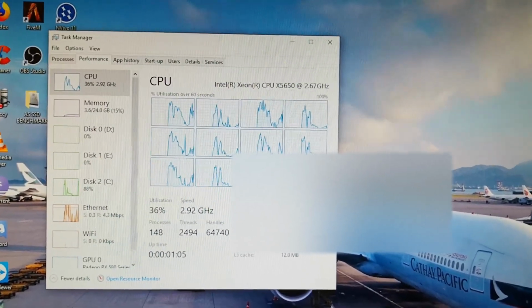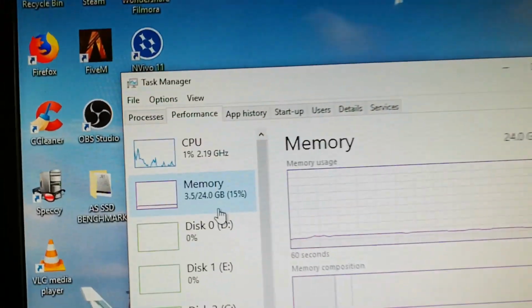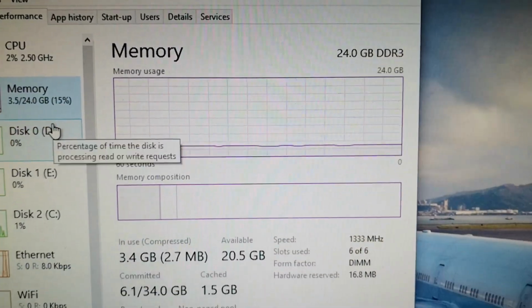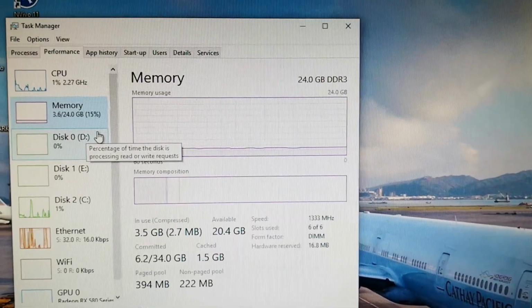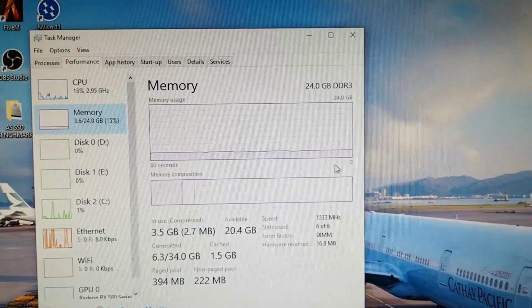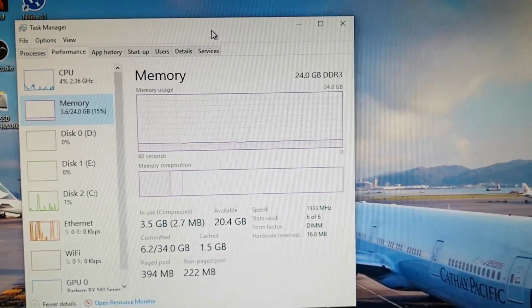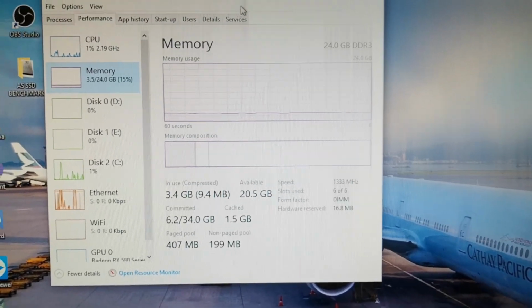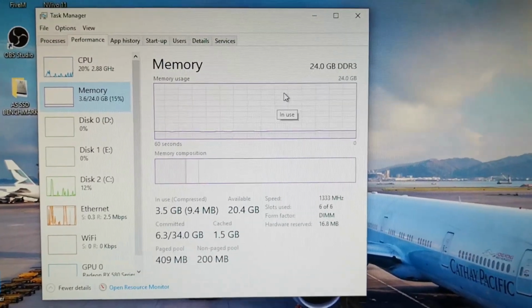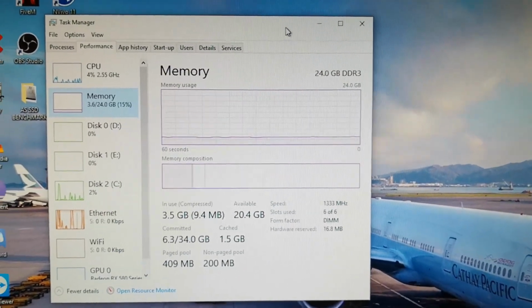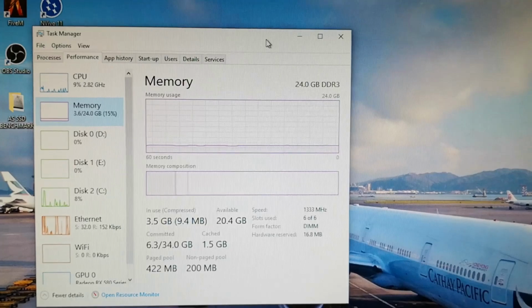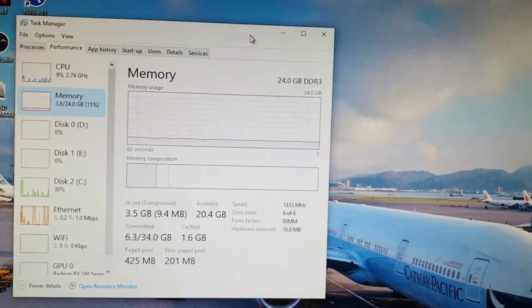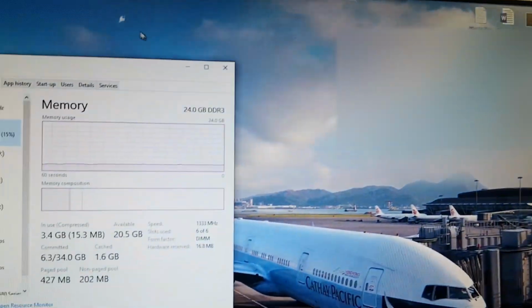6 core 12 thread processor, 24 gigabytes of RAM, and yeah, I might do a follow-up video where I show you guys the video editing process and see if there's any improvement. Especially when you're opening large files, having that larger capacity buffer definitely helps, especially when I'm limited by the SATA 2 port down below. But yeah, that's about it for today.